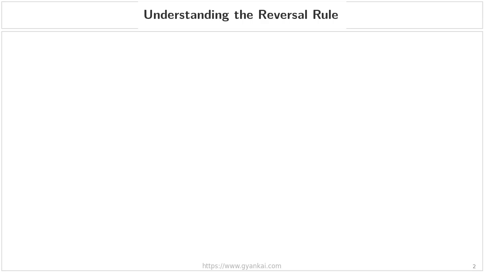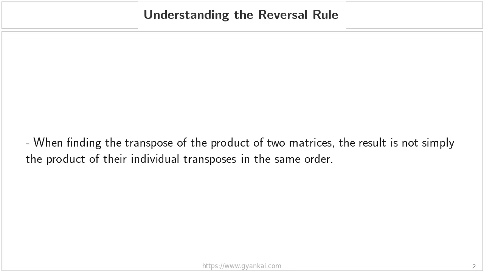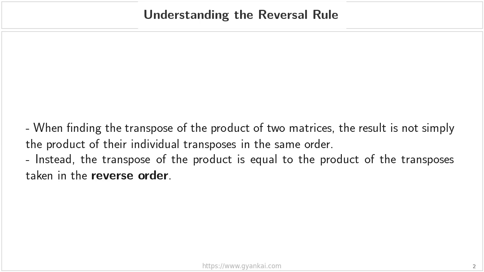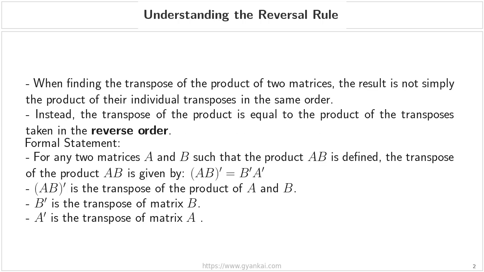Understanding the reversal rule. When you are finding the transpose of the product of two matrices, it is a common mistake to assume that the result is simply the product of their individual transposes kept in the same order. However, in matrix algebra, that is not how it works. Instead, the transpose of the product is equal to the product of the individual transposes, but they must be multiplied in the reverse order. Let's look at the formal mathematical statement for this rule.